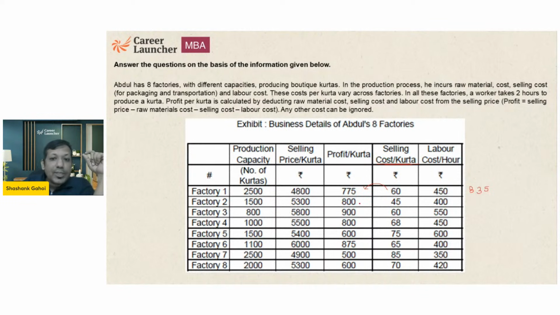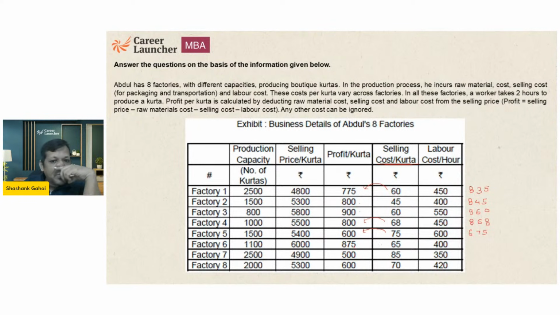In this, what is the profit he is going to get? He is going to get a profit of 845. In factory 3, what is the profit he is going to get? He is going to get a profit of 960. In this, what is the profit he is looking for? That is going to be 868. Now, in this, what is the profit he is going to get? That is going to be 675.